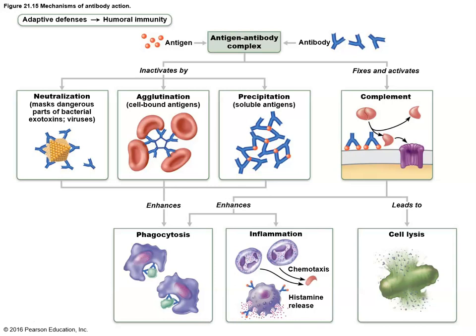The fixing and activating of the complement is not only going to enhance inflammation, it's going to enhance phagocytosis. The inactivation with antibodies, whether it's neutralization, agglutination, or precipitation, is also going to enhance phagocytosis. So anytime you have those antibodies doing something, it's going to encourage phagocytes to have a bigger appetite and to more aggressively eat anything that they find the antibody attached to. So in a way, the antibody becomes somewhat like a sign that says, I'm a problem. Come get me. Eat me first, please.